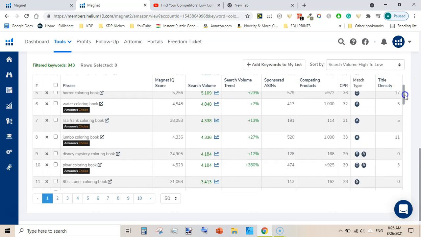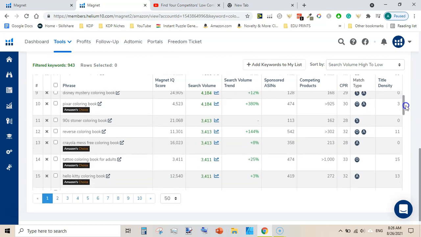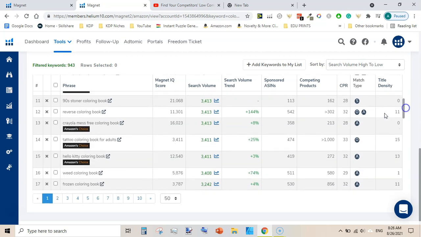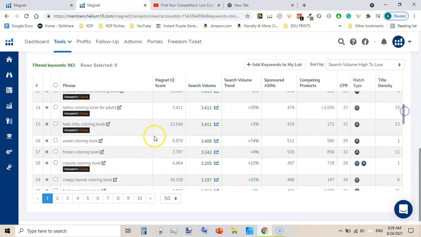943. A lot of keywords. 90s stoner coloring book reverse. Very interesting topic here. In this type of book, the coloring is already done and the end user has to add the lines. This is the reverse coloring book. Okay, tattoo coloring book for adults. Hello Kitty coloring book. It may be a brand name, Hello Kitty. Okay, wheat coloring book. I haven't heard of this.